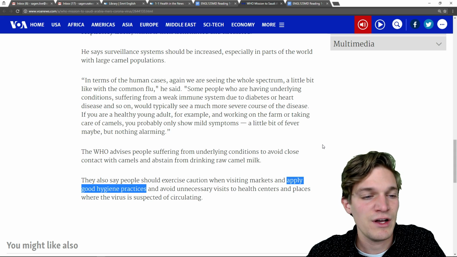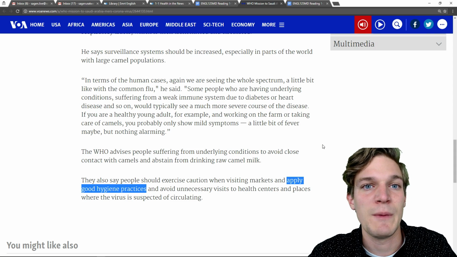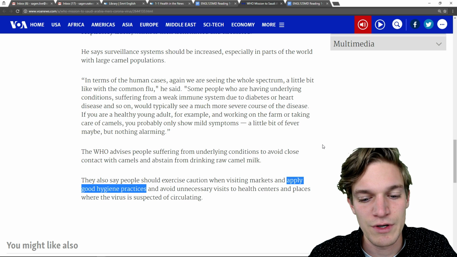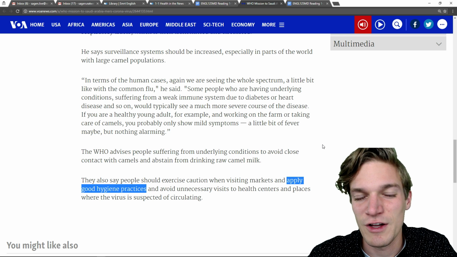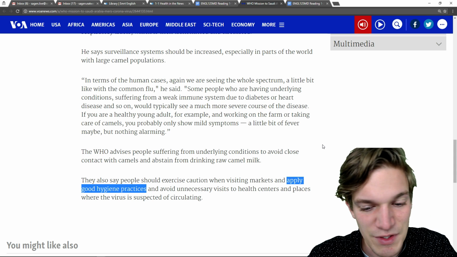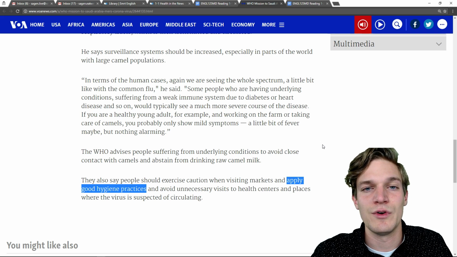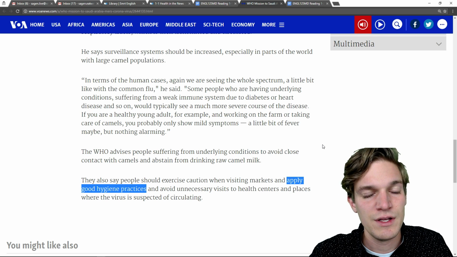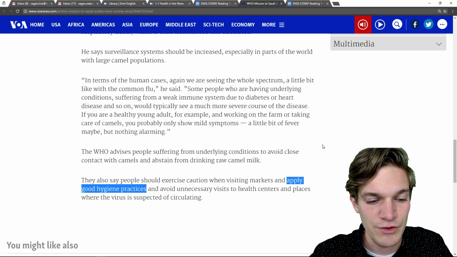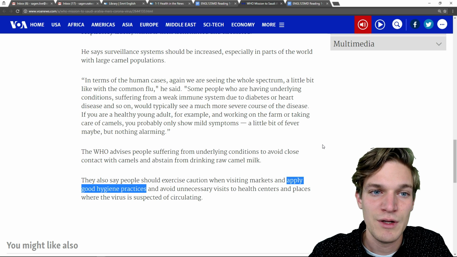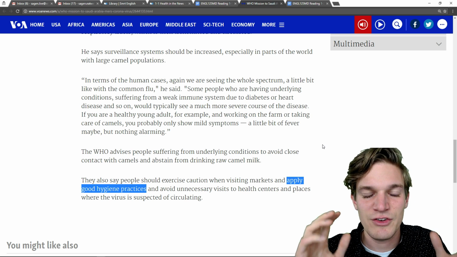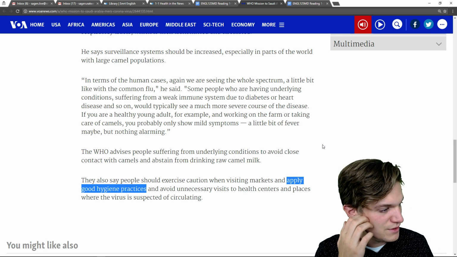So the author is saying here that if you go to some place that might have this virus present, like a market that has camels, or a health center or a hospital where there's an outbreak of the virus, you should apply good hygiene practices. That means apply is like to use or to put on something, and then good hygiene would be making sure to wash your hands, making sure to stay clean and healthy. So you should practice things you do, like washing your hands, to make sure to not touch anything that could infect you with the virus.